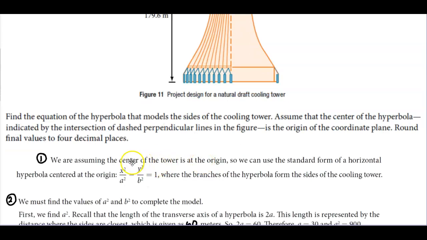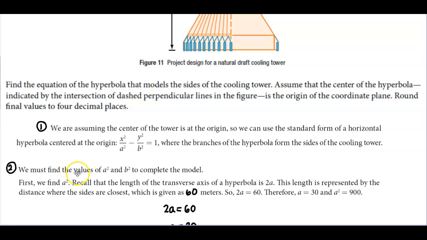Now for step number 1, we're going to assume the center of the tower is at the origin. So we can use the standard form of the horizontal hyperbola centered at the origin, which is x squared over a squared minus y squared over b squared, which is equal to 1, where the branches of the hyperbola form the sides of the cooling tower.